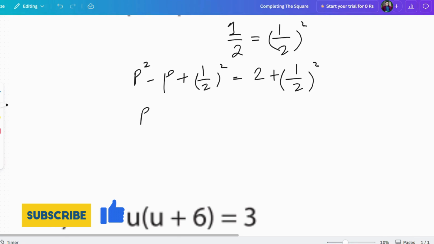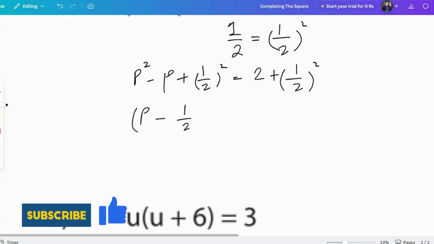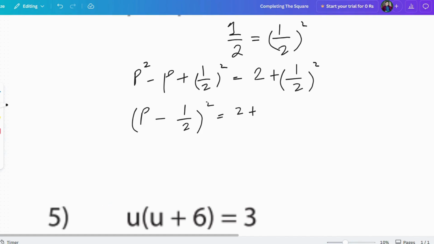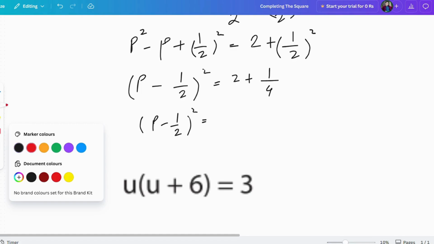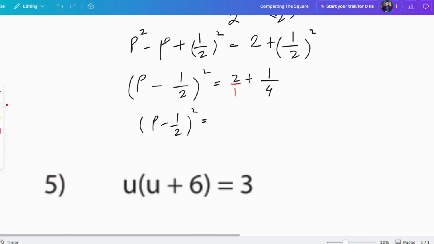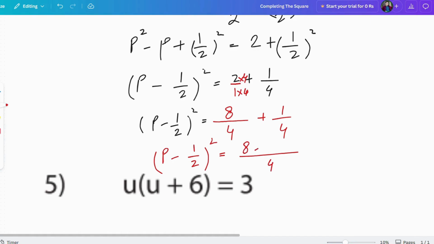So it will become p minus 1 over 2 whole square, that is equivalent to 2 plus 1 over 4. Alright, if I further simplify it, for this one that's only 2 over here, right? So for this one, I will assume there is a 1 down there, okay? In order to make the denominator common, I'm going to multiply it by 4. So it will become 4 times 2, that is 8, divided by 4, plus 1 over 4. This way I've got the common denominator. So p minus 1 over 2 whole square is equivalent to 8 plus 1 over 4.